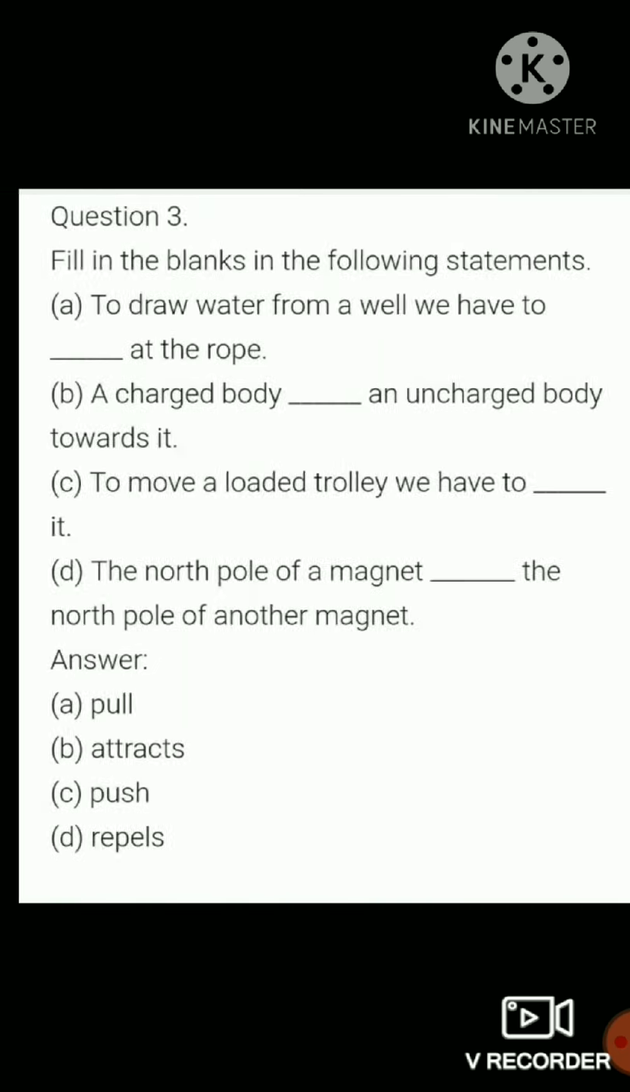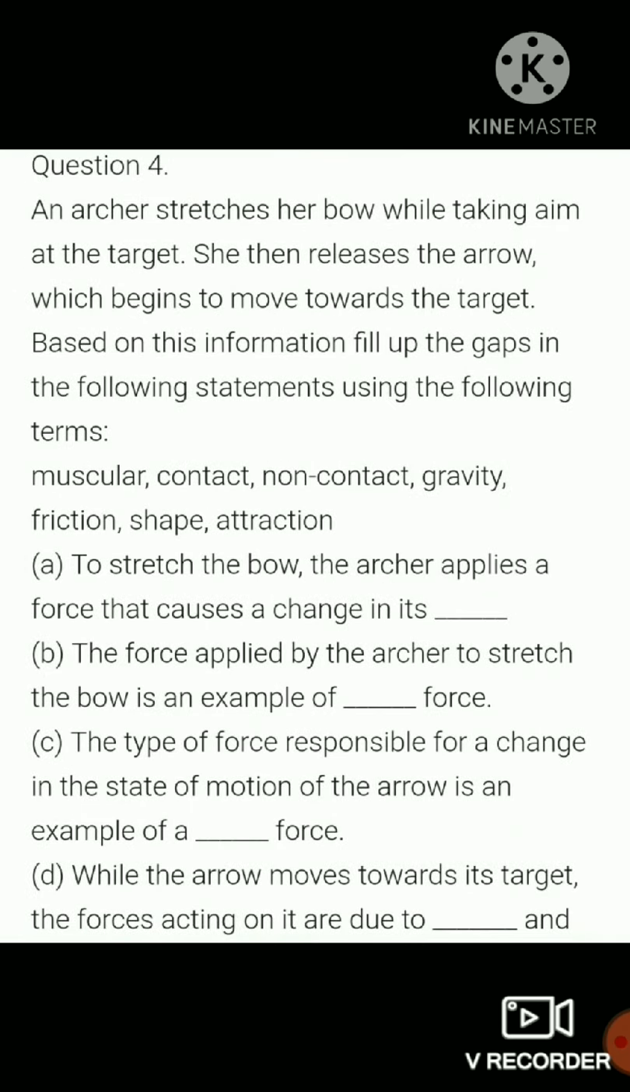Now question number 4. An archer stretches her bow while taking aim at the target. She then releases the arrow, which begins to move towards the target. Based on this information, fill up the gaps in the following statements using the following terms. यहाँ कुछ आपको terms दिए हुए हैं, इनका यूज करके आपको इन blanks को fill करना है. Okay?